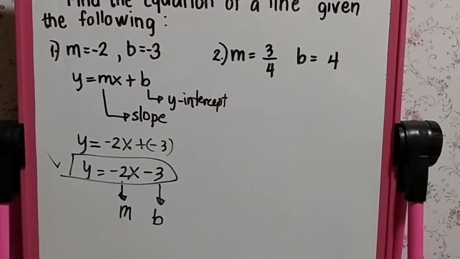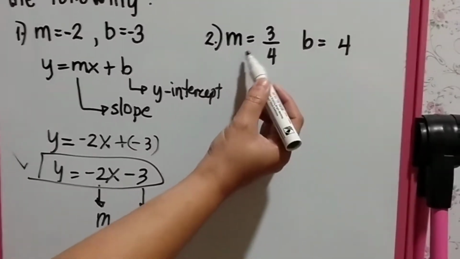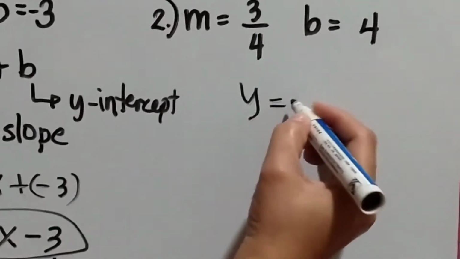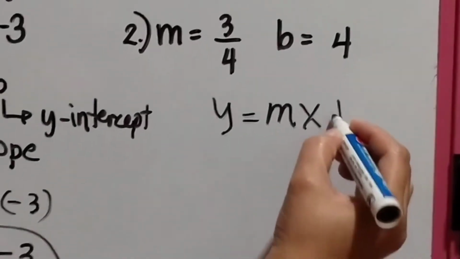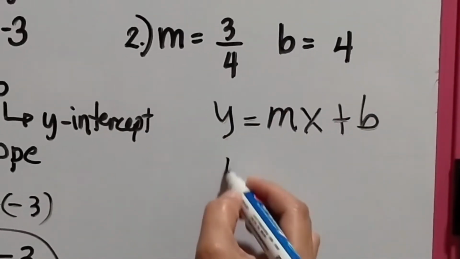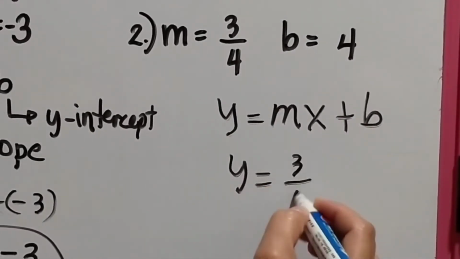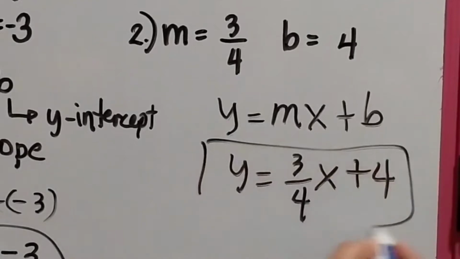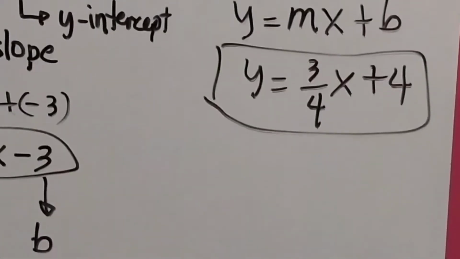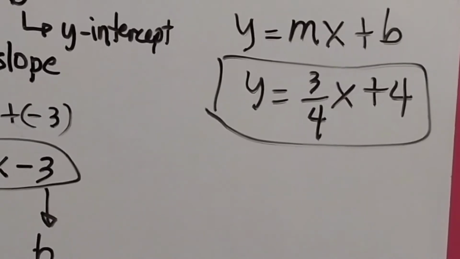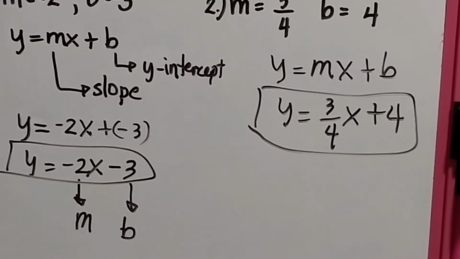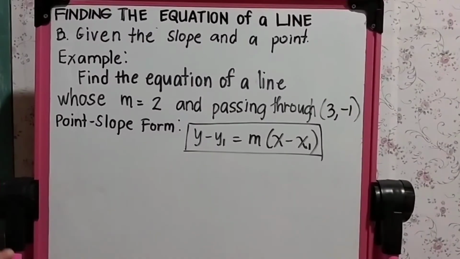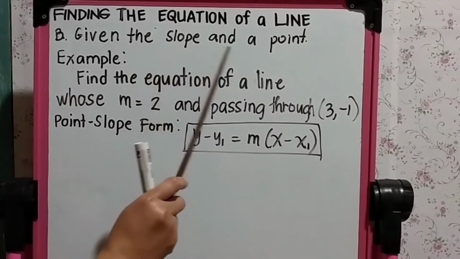Let's take number 2. Find the equation of a line whose slope is 3/4 and y-intercept is 4. Again, isa-substitute lang natin yung ating m na 3/4. We have 3/4x and then yung ating b na 4. So, we already have the equation of a line. If you want to write that into standard form, pwede naman. Just arrange it. We have discussed that before. Okay? Next condition is given the slope and a point.